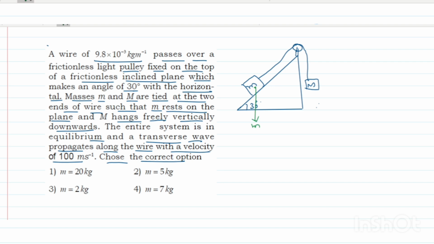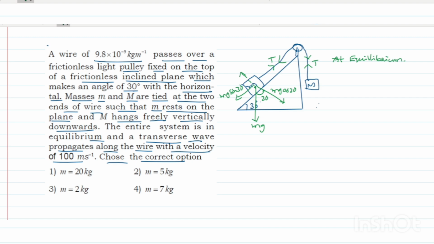At this position, students, the weight acts downwards as mg, and the normal reaction is mg cos 30. This side will be mg sin 30, that is, mg sin theta. The tension force here is T, and on this side also it is T. So the system is in equilibrium, so we can talk about equilibrium.